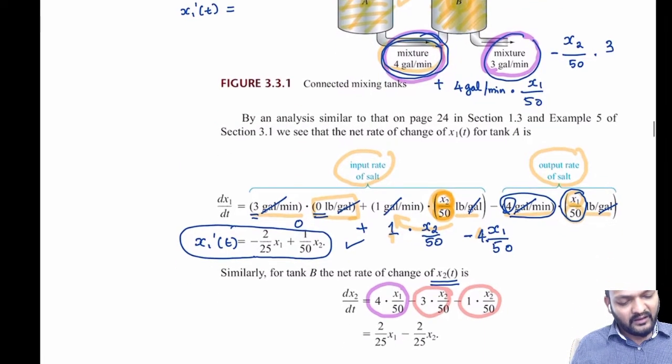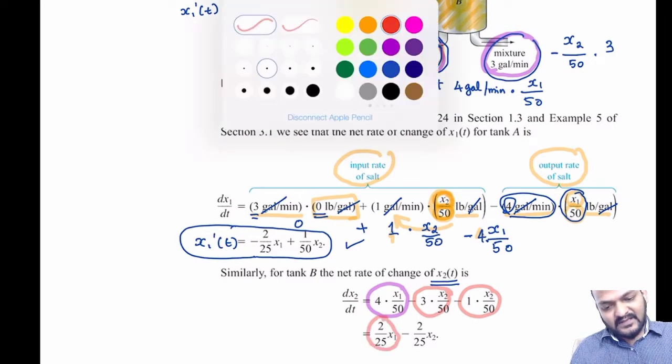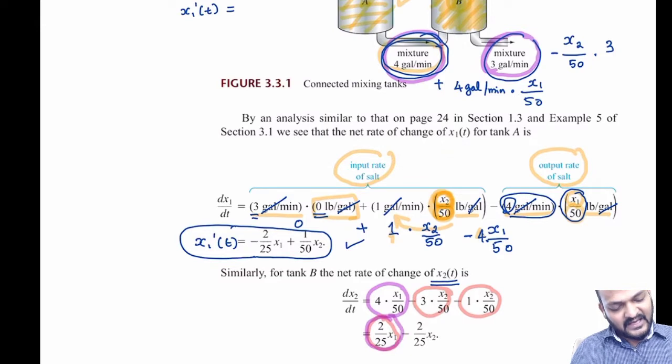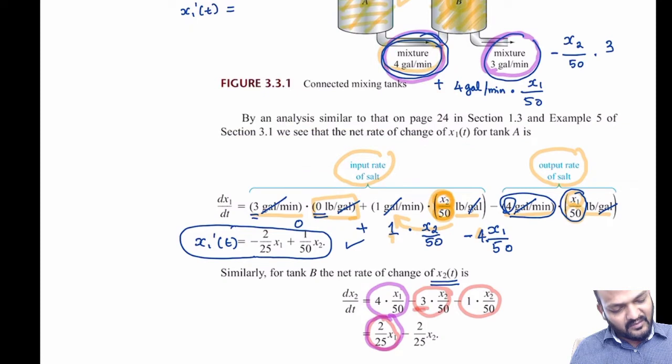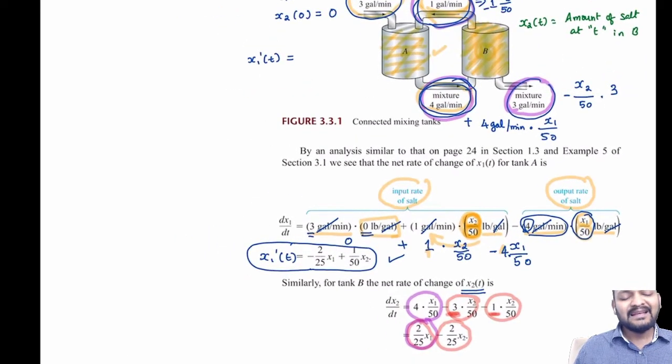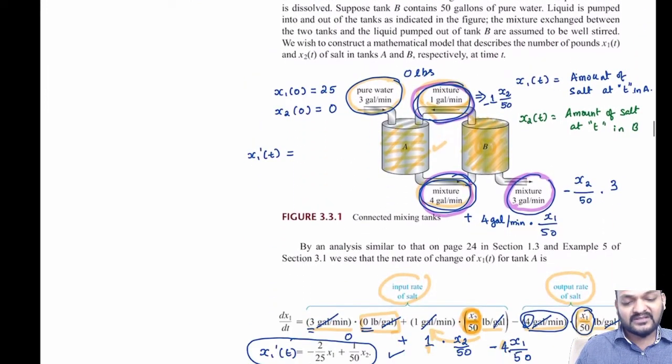If I simplify all that, this is going to be 4 times x1 over 50, 1 times x2 over 50, and 3 times x2 over 50. So as far as x1 is concerned, it's going to be 2 over 25 x1. As far as x2 is concerned, we have 3 plus 1, which is 4, because both are negative. So it's going to be 4 over 50, which is negative 2 over 25. So that's how we model what we call the tank problem, two tanks problem, or mixer problem.